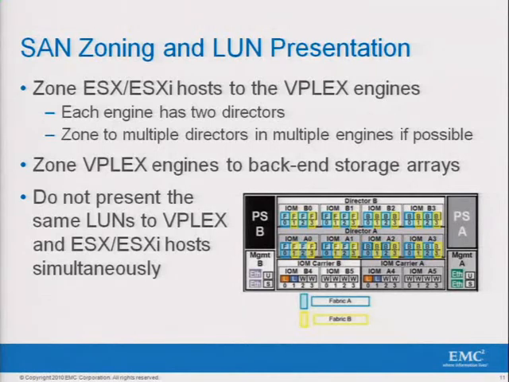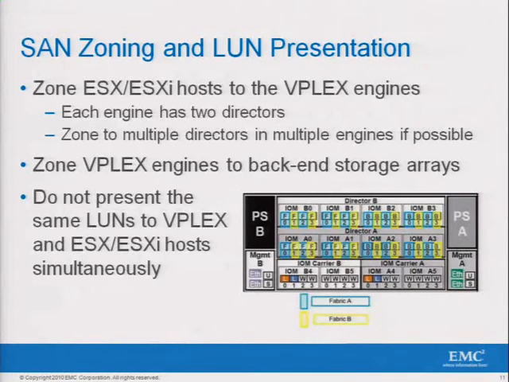If it's a single engine configuration, you would zone your hosts so that Fabric A went to one director and Fabric B went to another director. Pretty standard stuff. If it's multiple engines, you're going to zone it so Fabric A goes to a director in an engine on Fabric A, and the other path goes to Fabric B in another engine on another director. I have an example of that in a moment.